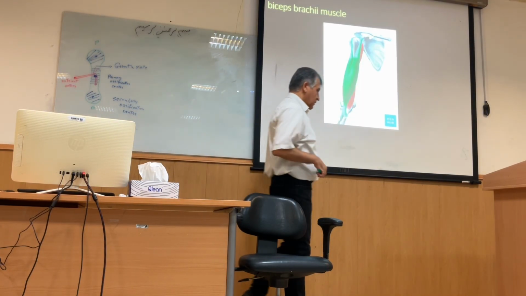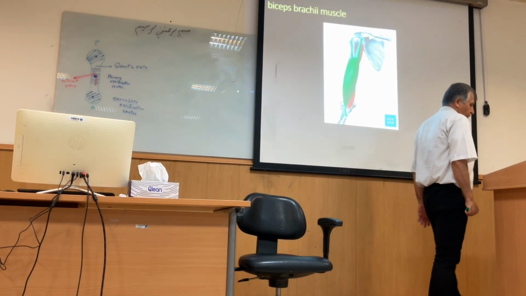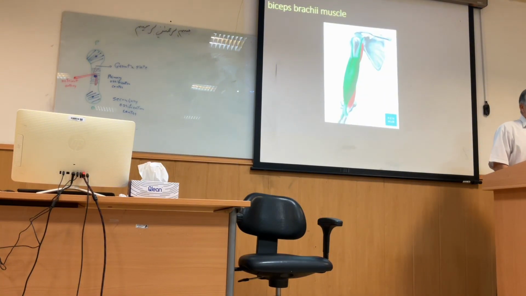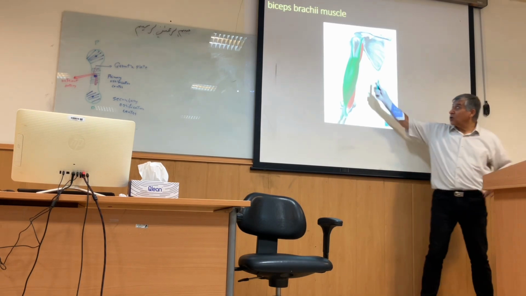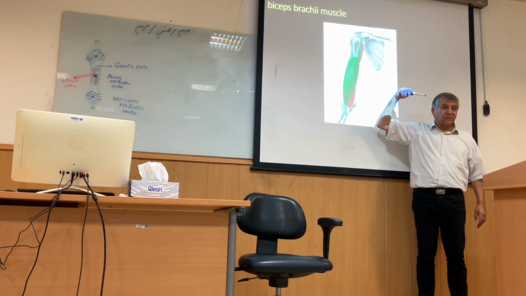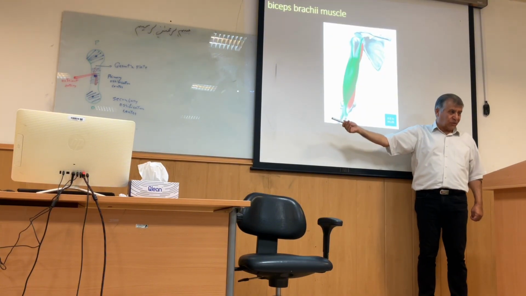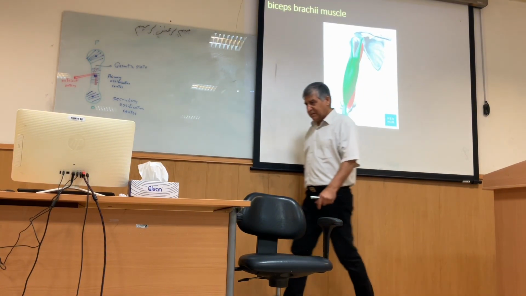Name of muscles. The name of a muscle gives me much information. For example, this muscle is biceps brachii. The origin of this name is the shape of the muscle. This muscle has two heads, so it is called biceps. Okay?